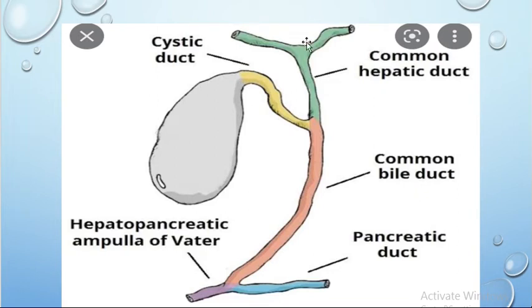So now I will talk about the basic anatomy of the biliary system, because to know this is very important. So this is the right hepatic duct, this is the left hepatic duct, and this is the common hepatic duct. Then there is the gallbladder, this is the cystic duct and common bile duct, and this is the pancreatic duct. So the common bile duct and pancreatic duct make the hepatopancreatic ampulla of Vater. This is a dilated part which is formed by the common bile duct and pancreatic duct.